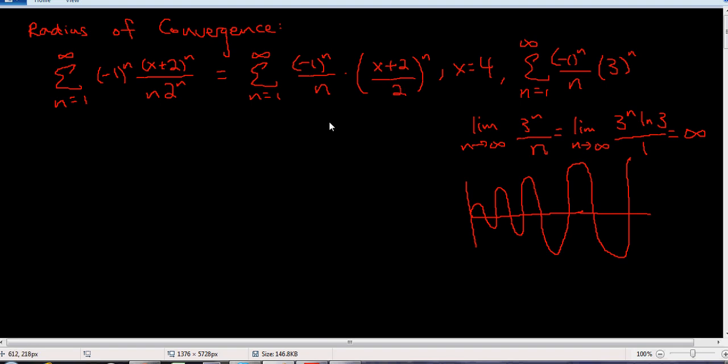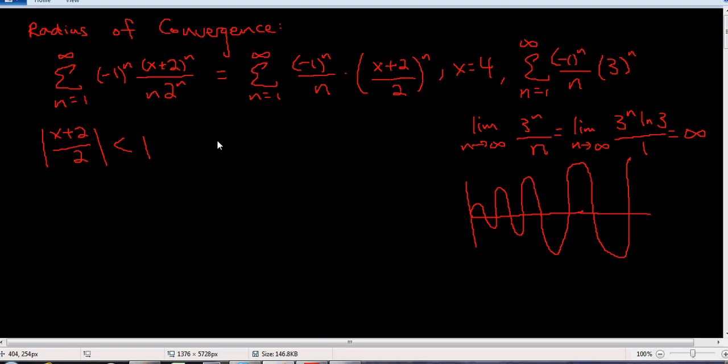So this works almost like a geometric series. In other words, you're going to have the same requirement, needing |x+2|/2 less than 1. Just keep that in mind, and that's what we're going to need to work with. It's not that surprising because it does look like a geometric series.